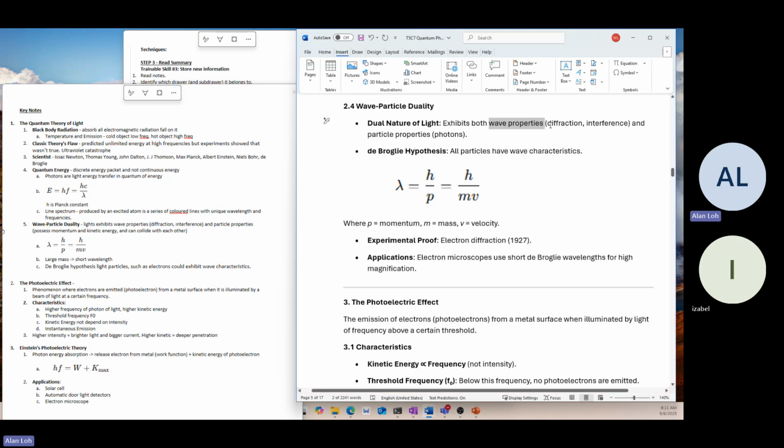Do you know what diffraction is? Not interference. All right, interference. Okay, then let's focus on diffraction. Right. Oh, you don't know what diffraction is either.